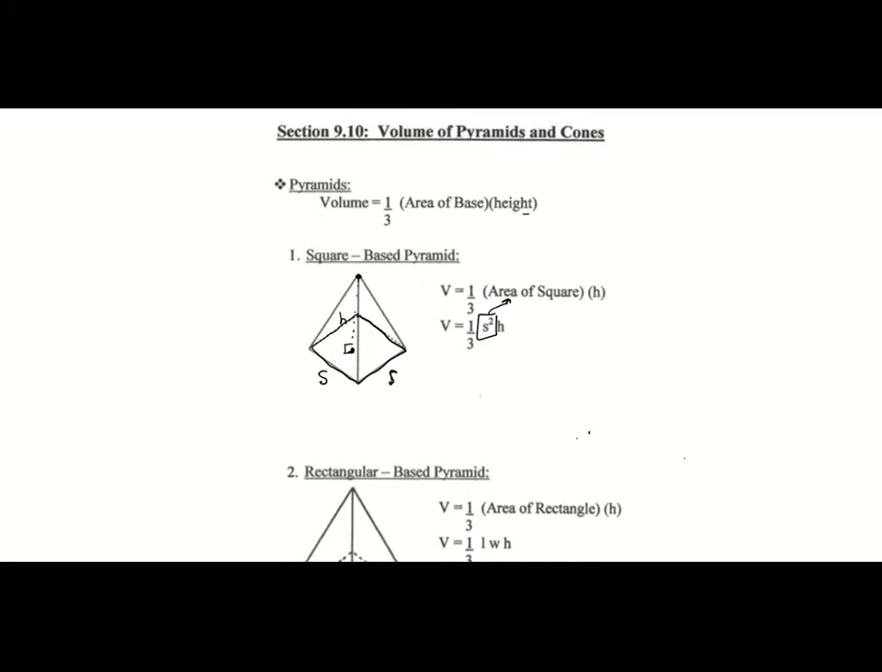If we have a rectangular base, it's very similar. Instead of our two sides, we're going to have our length of the base and the width of the base, and our height is still the same measurement. It's still that line straight down the middle of our pyramid.